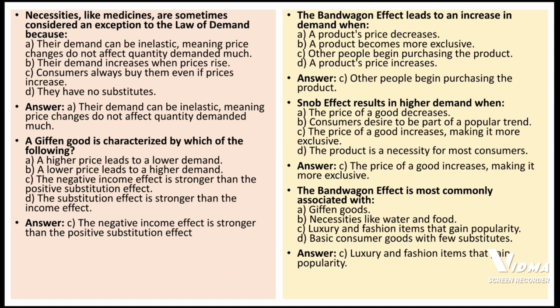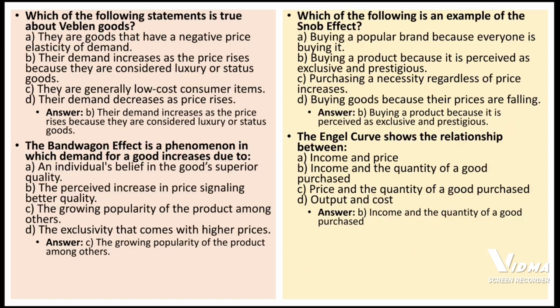A Giffen good is characterized by which of the following? Answer is C, the negative income effect is stronger than the positive substitution effect. The bandwagon effect leads to an increase in demand when: answer is C, other people begin purchasing the product. The snob effect results in higher demand when: answer is C, the price of a good increases, making it more exclusive. The bandwagon effect is most commonly associated with: answer is C, luxury and fashion items that gain popularity.